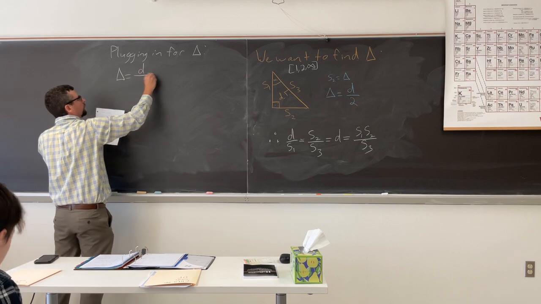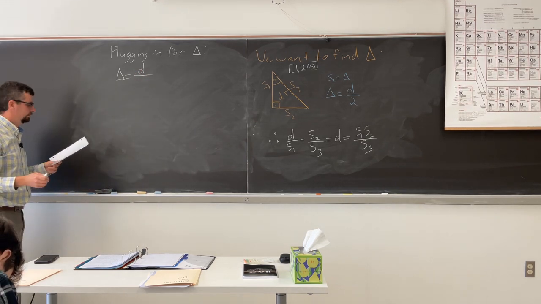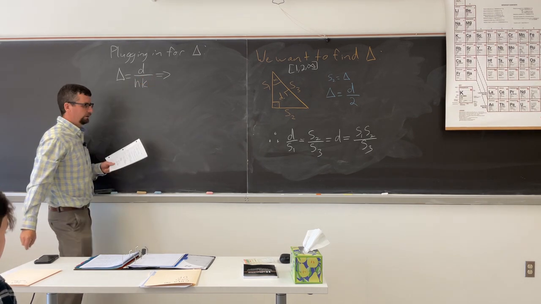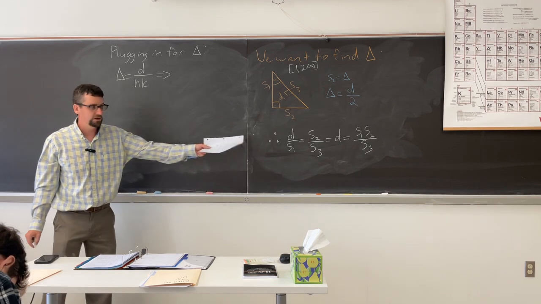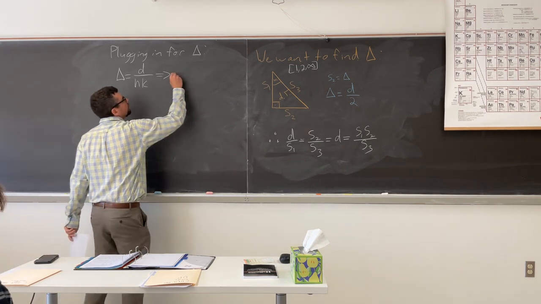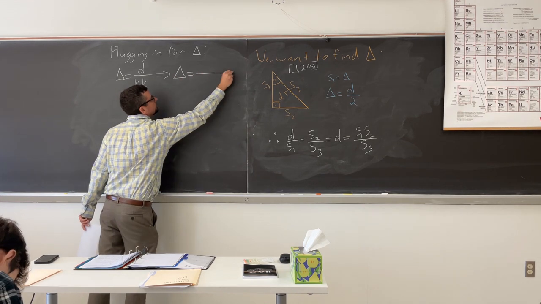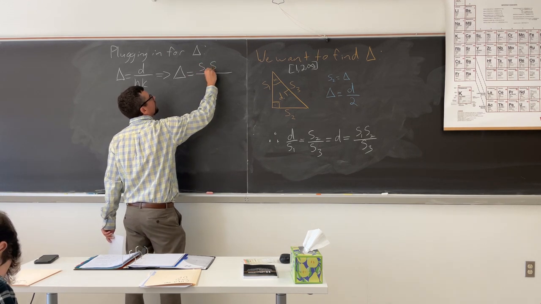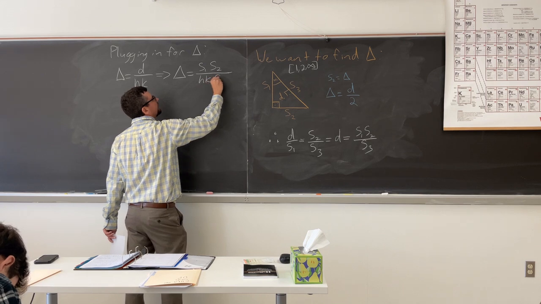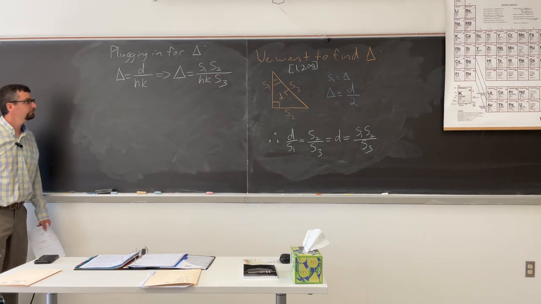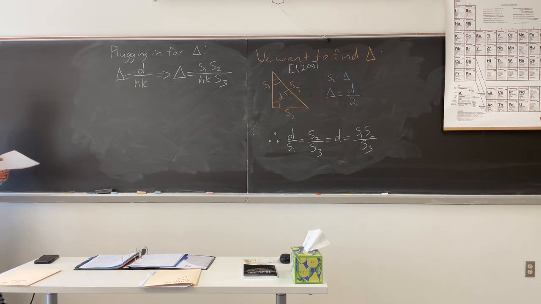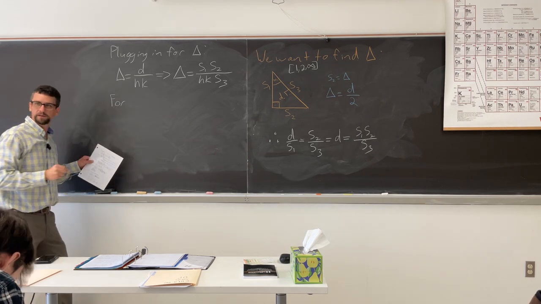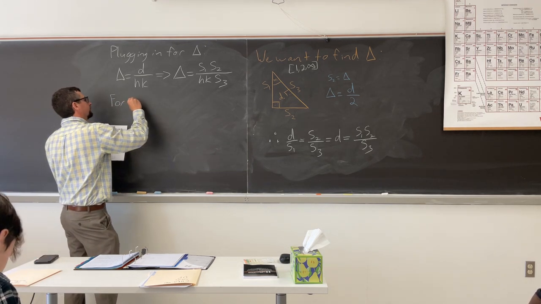Delta was equal to D over what for a general expression? Yep, HK. Okay, so now let's plug in what we just determined for D here. So what's this going to be equal to? So S1, S2, HK, S3, like that, right? Okay. So now, from the definition of what type of cell are we using? Yep.